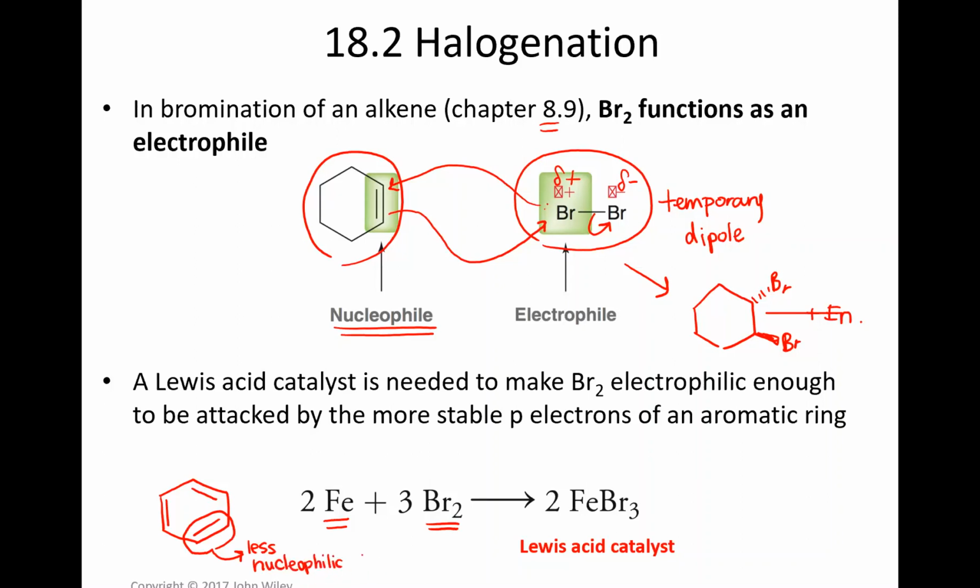Okay, so what does iron do? So iron and bromine will do a redox reaction where iron will donate electrons to bromine, and so what we'll end up with is iron 3+ and then 3 bromide. So it's a redox reaction that eventually forms this ionic compound, iron tribromide.